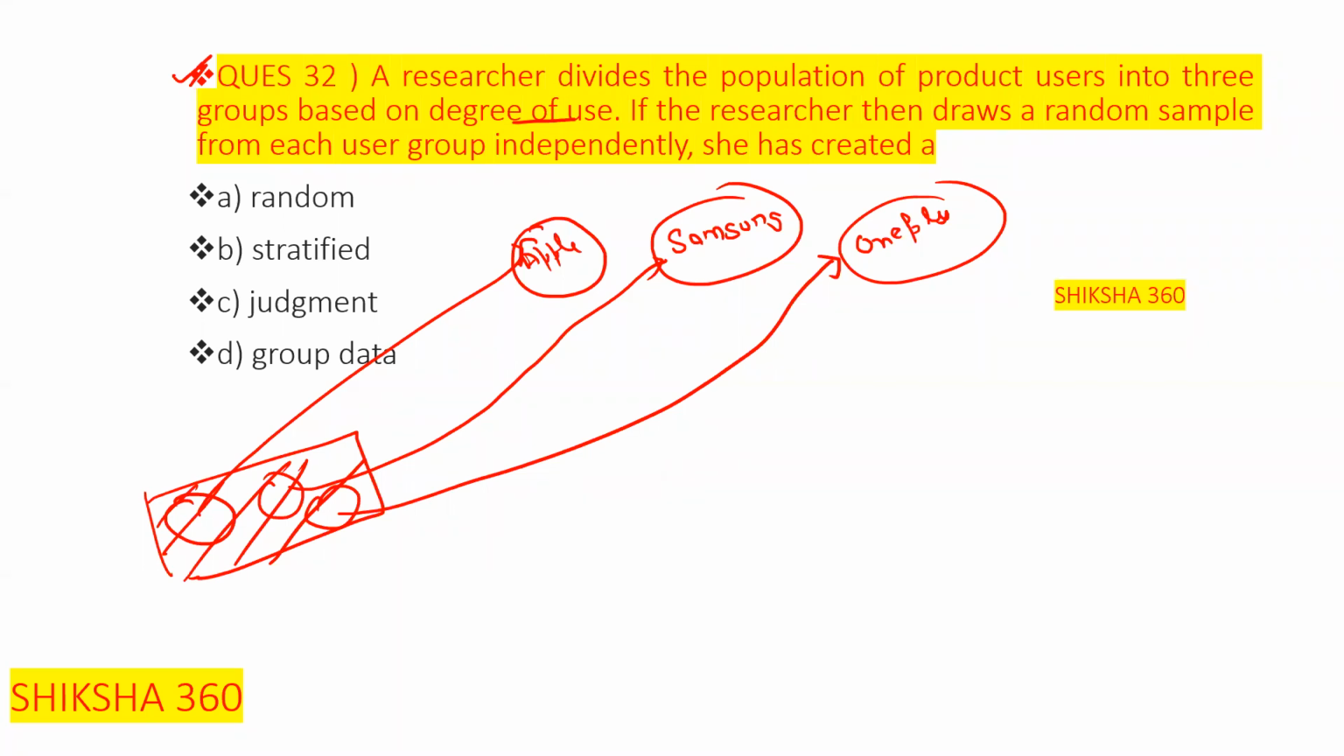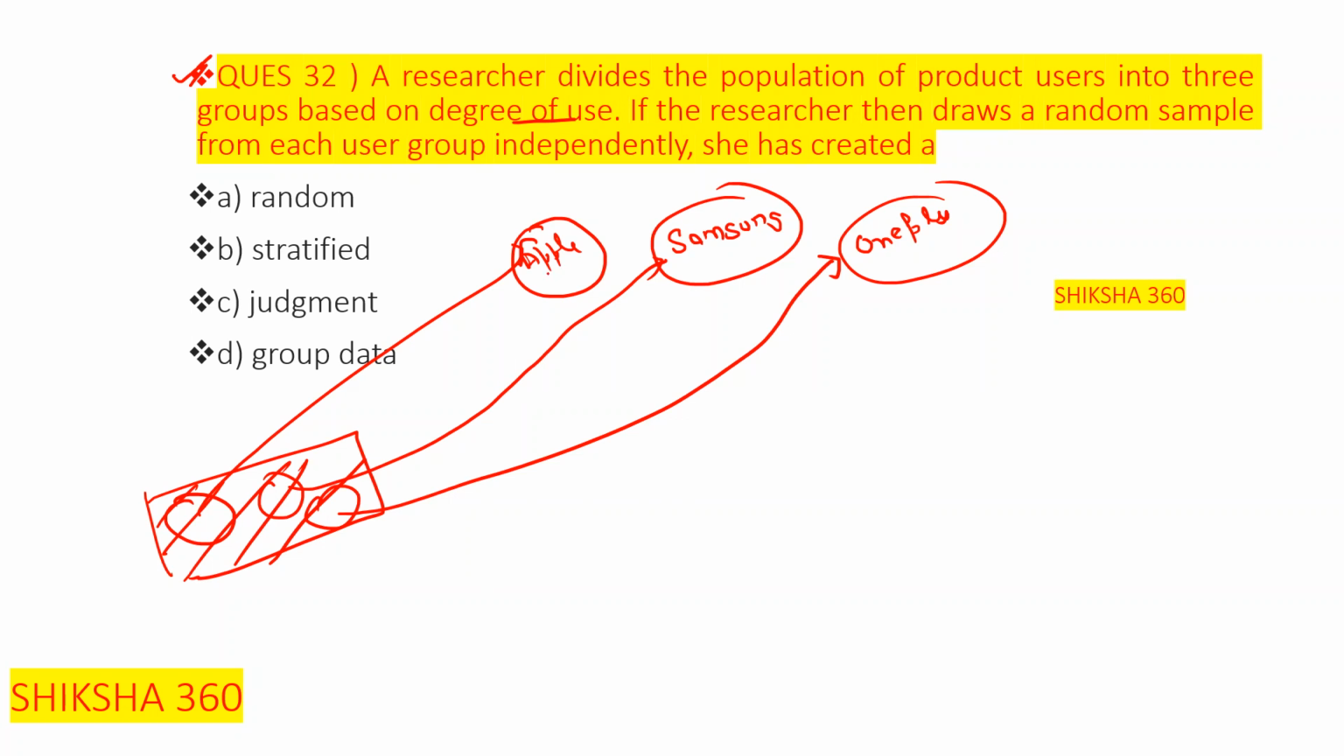Then the researcher draws a random sample from each user group independently. So what did the researcher create here? Random sampling, stratified sampling, judgmental sampling, or group data? Please tell fast what is the answer.